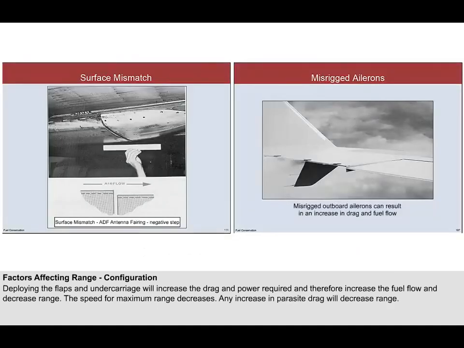A point always to bear in mind in the cruise is that any increase in parasite drag will be detrimental to range and endurance. Increases in parasite drag can be caused by any number of things such as damaged and misaligned surfaces. The extra drag created by misaligned or misrigged airframe surfaces creates a type of drag called excrescence drag. This can be more than 4% of the airplane's total drag. Careful pre-flight inspection should reveal misaligned or misrigged surfaces.